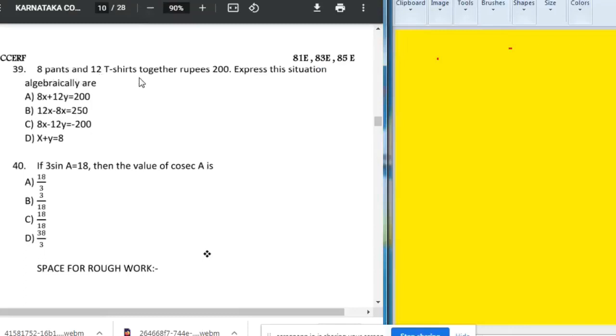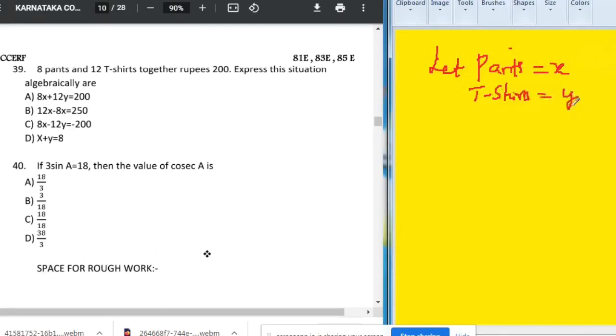8 pants and 12 t-shirts together cost rupees 200. Express this situation algebraically. Let us represent the pants as X and t-shirts as Y. So the unknown quantities are taken as X and Y for pants and shirts respectively, and the total cost together is 200. So 8 pants can be taken as 8X and 12 shirts as 12Y. Put together it is 200. So algebraically we can write the given expression as 8X plus 12Y is equal to 200. Option A is the correct answer.